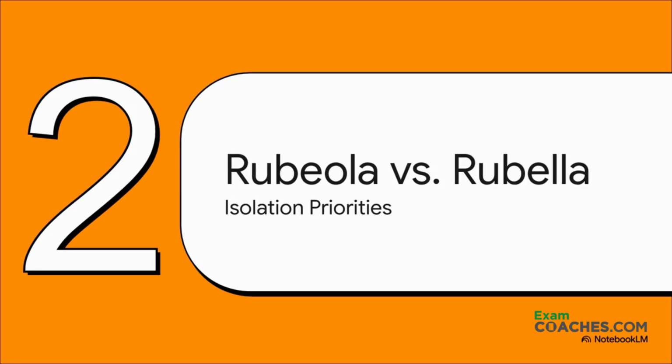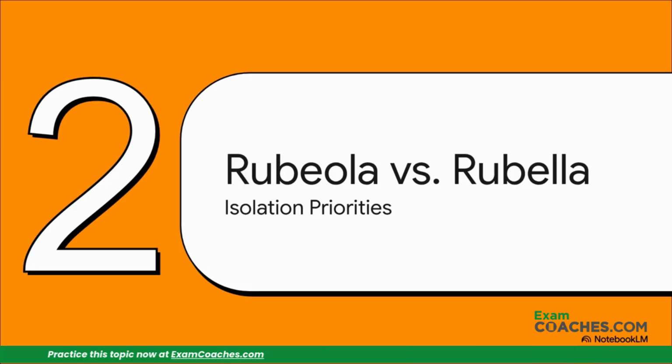We're going to start with two classics that are so easy to get confused. Rubeola, which is regular measles, and rubella, or German measles. They both show up with a fever and a rash, but what you need to prioritize is critically different.